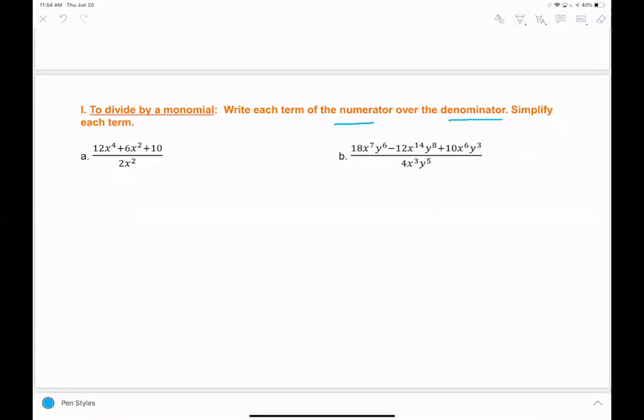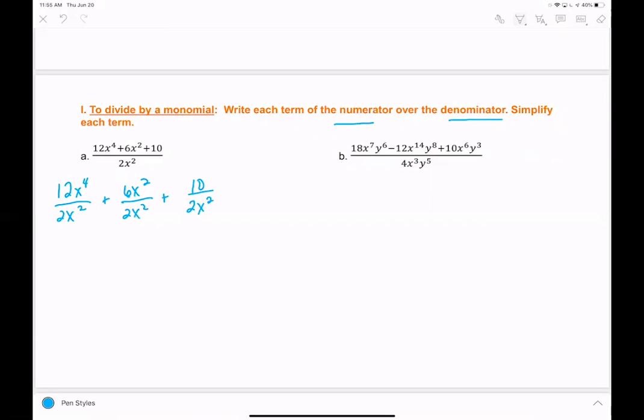So we're going to set this first one up. We're going to write 12x to the 4, and divide it by the monomial in the denominator, 2x squared. We're going to write 6x squared and divide it by the 2x squared. And we're going to do the same with 10 and divide it by 2x squared.